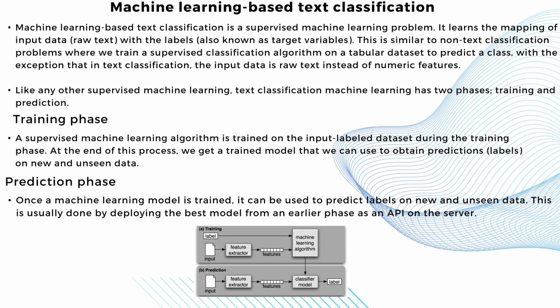Like any other supervised machine learning, text classification has two phases: the training phase and the prediction phase. The first one is the training phase. Basically, a supervised machine learning algorithm is trained on the labeled dataset during the training phase. At the end of this process, we get a trained model that we can use to obtain predicted labels on new and unseen data. What is the prediction phase? Once a machine learning model is trained, it can be used to predict labels on new and unseen data. This is usually done by deploying the best model from the earlier phase as an API on the server.